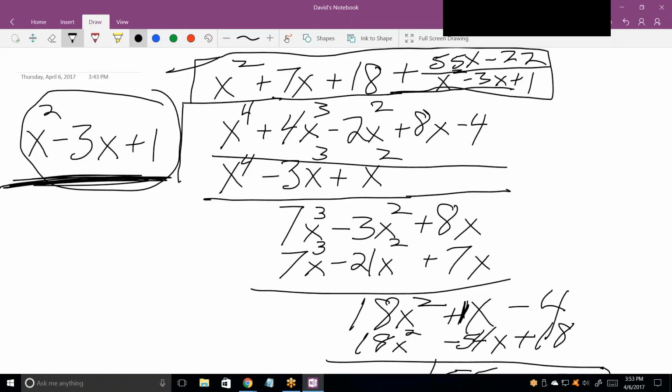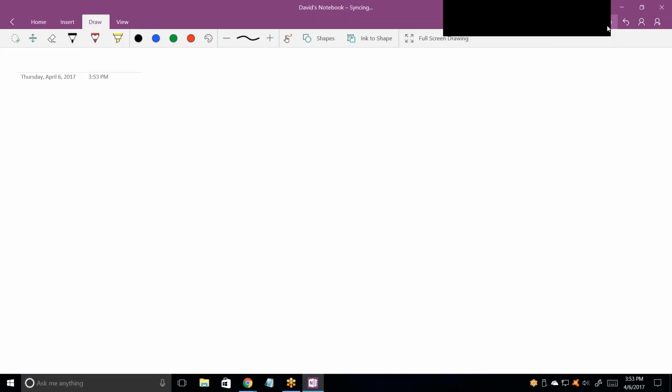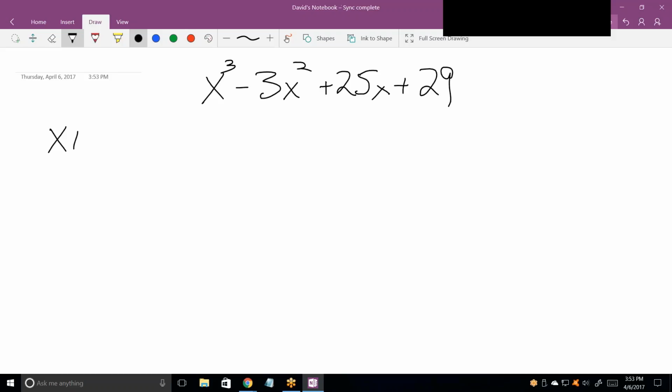And I think if we go fast, we can do one more. This is x cubed minus 3x squared plus 25x plus 29. And then there's one factor that is x plus 1. Notice how hard that would have been to do. I would not have been able to do that by grouping. And the only other method you haven't learned yet, the 20-minute method.